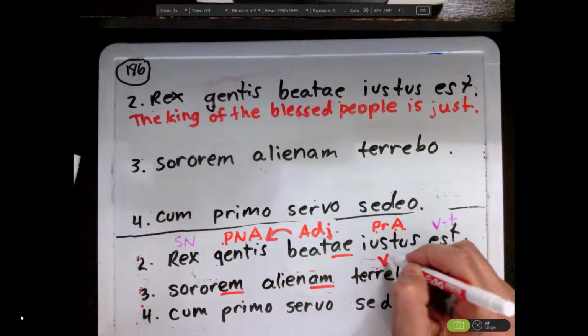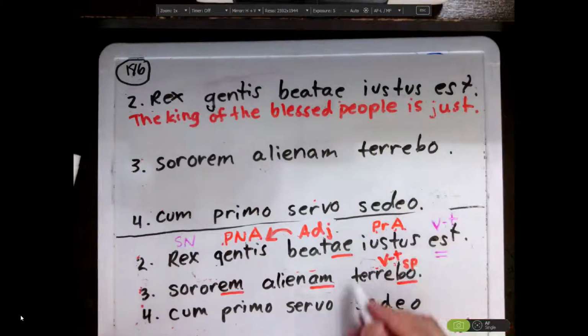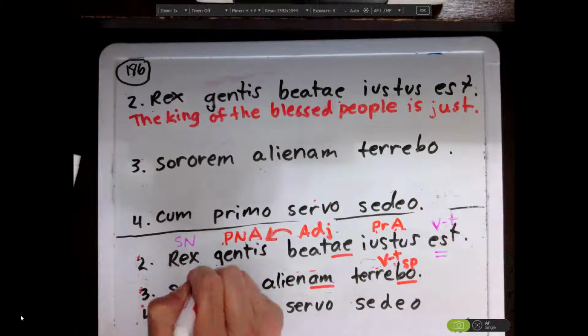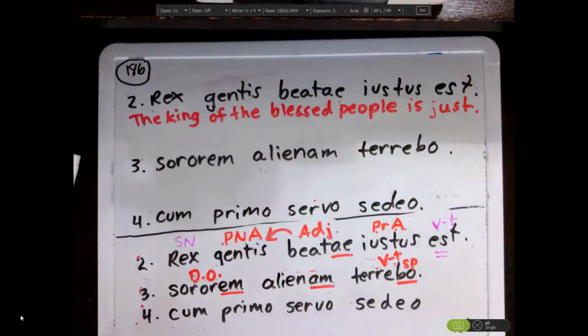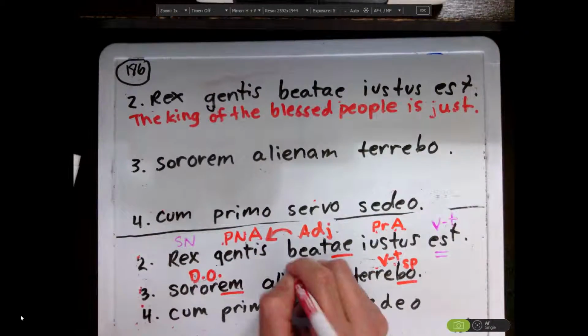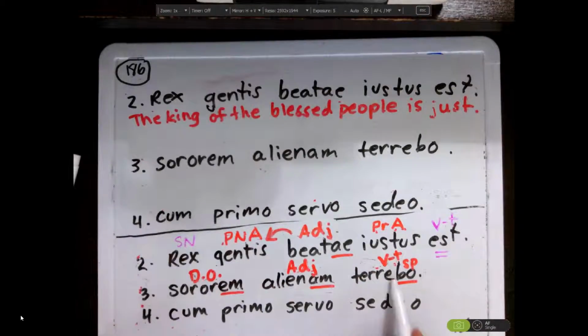And this is going to be a verb transitive. Which one of these is going to be accused by our transitive verb? Terebo, terere, to frighten or to terrify. I will frighten or terrify who? The sororem or the alienam? Well, I'm going to frighten or terrify the sororem. This is the DO. And then we're going to ask, what kind of sororem? It's alienam, so that's an ADJ. What kind of sororem?